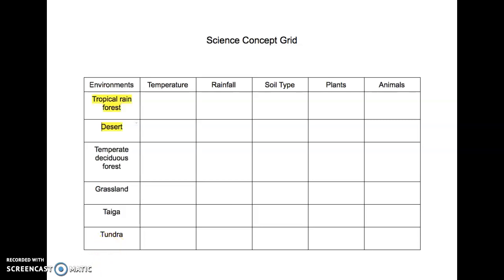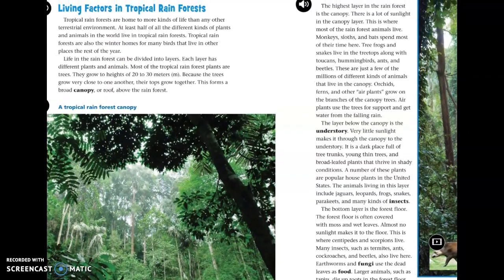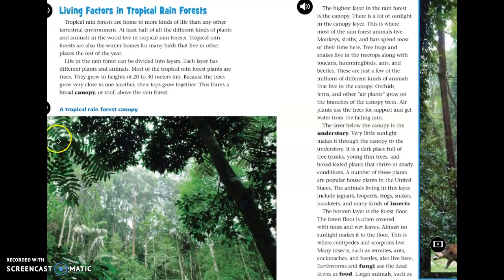I'm going to go into my science book and I'm going to look for these two environments. Well, I already know that it is between the pages of 3 and 15. That's the section we were focusing on. So let's look at the tropical rainforest. We're going to do this one together. Okay, we're looking for temperature. So I'm going to look in my book until I find something that has to do with temperature.